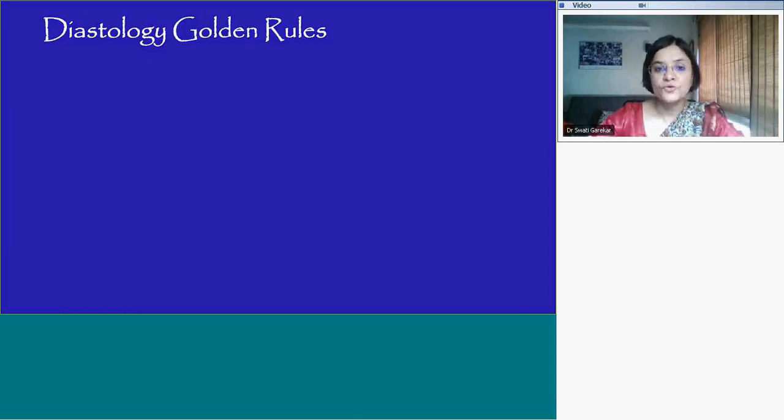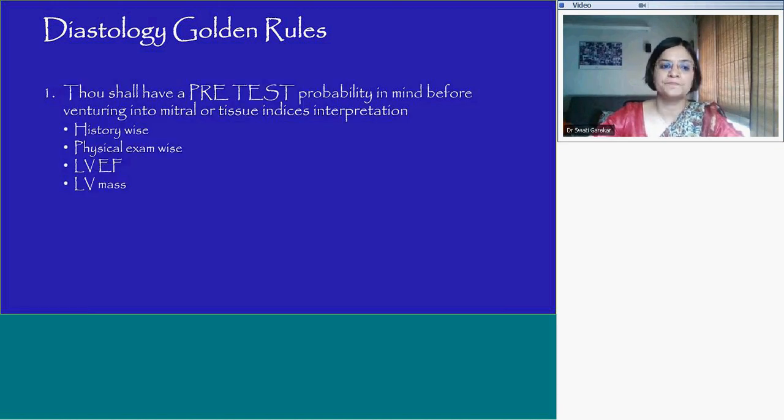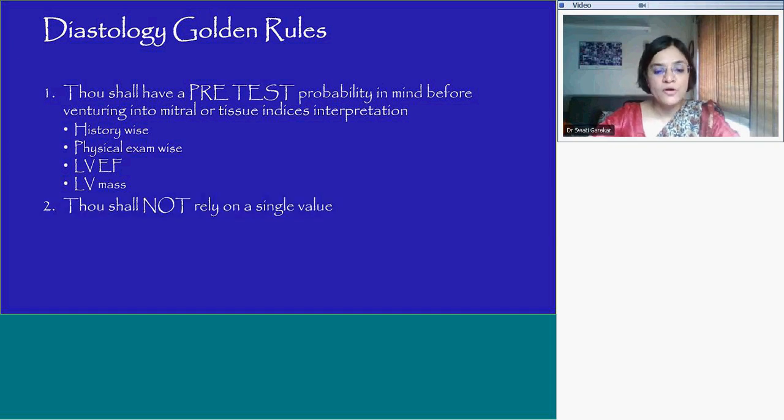Before we take you through the two flow charts that they have, remember some golden rules. Number one, thou shalt have a pretest probability in mind before mitral or tissue Doppler indices interpretation. What that means is that you've listened to the patient's history, you have examined her, looked at your heart thoroughly, looked at EF, ruled out hypertrophy, and you're evaluating diastolic dysfunction. You will not rely on a single value.